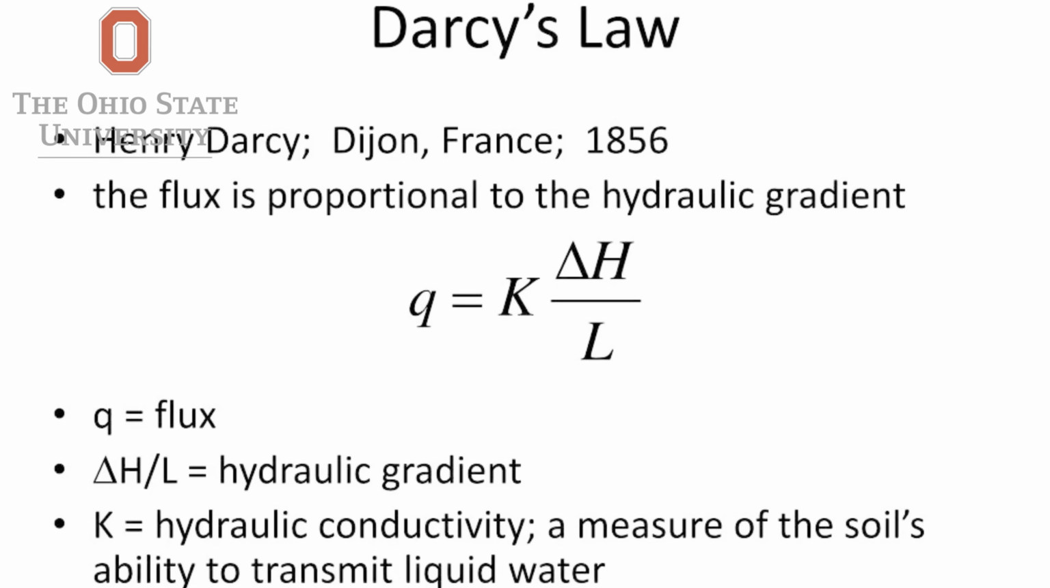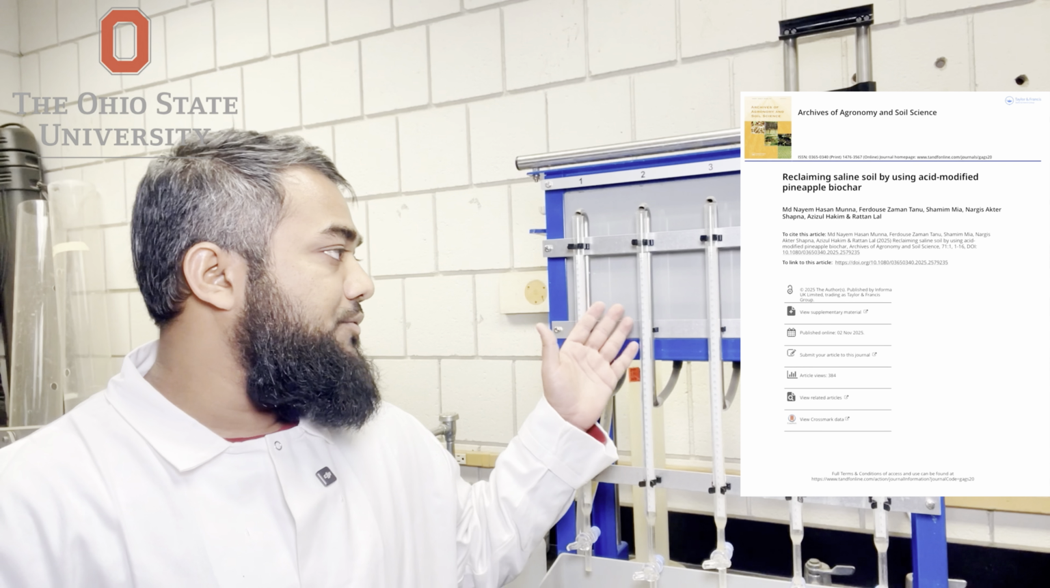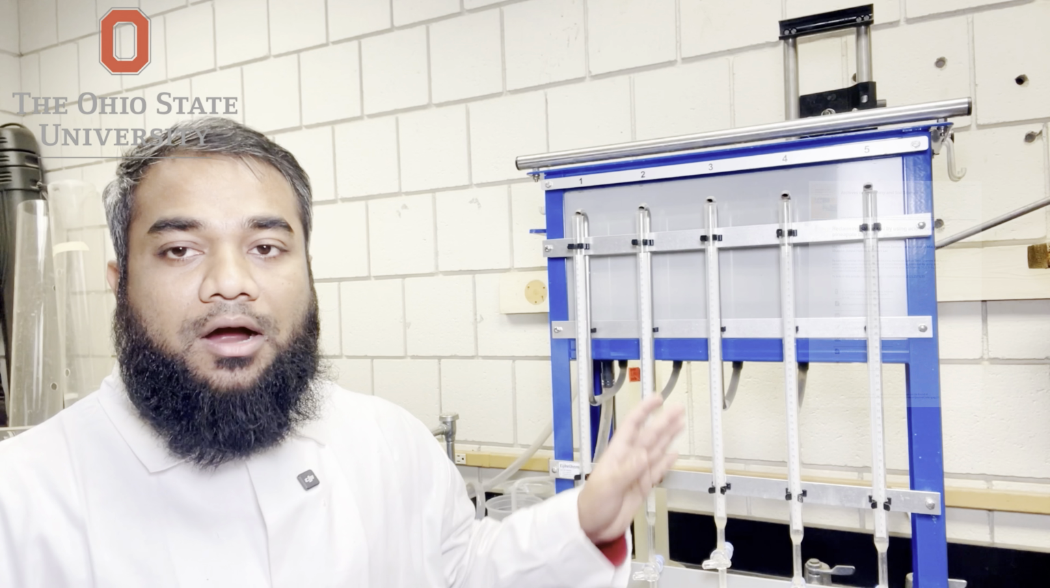Let's talk about the theory of water flow in soil. Water flow through saturated soil is governed by Darcy's law. According to Darcy's law, water flow depends on several things. Those are hydraulic gradient, cross-sectional area, and soil permeability. Under saturated conditions, this permeability is expressed as saturated hydraulic conductivity, or Ks. There are several other methods, but we are using the constant head method for our experiment.